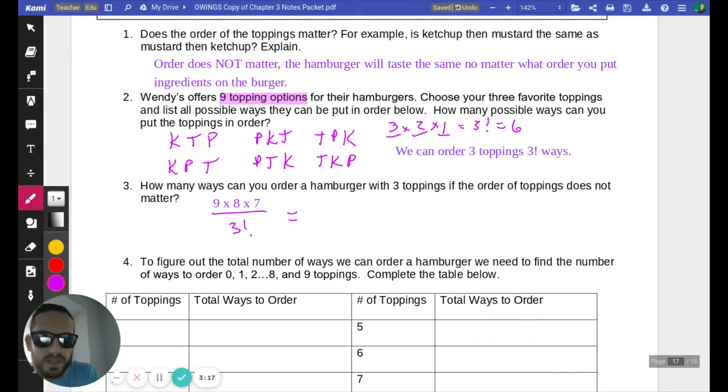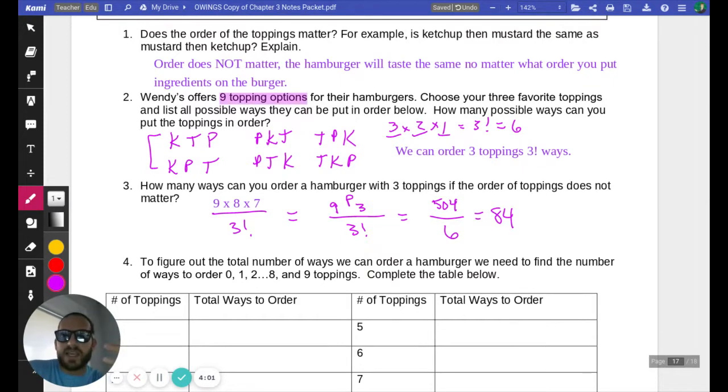What this ends up being is that top 9 times 8 times 7, which is 9 permutation 3, choosing 3 out of 9 from before, but we don't want any repeats. We don't want ketchup, tomato, pickles and ketchup, pickles, tomatoes. We don't want any of those repeated ways that we just saw. So that's over 6. Then we pull up our calculator. 9 times 8 times 7 is 504, and then we divide that by 6. This ends up getting us a much smaller number because we're taking out all of those repeats, all of those extra different ways that we can have them.